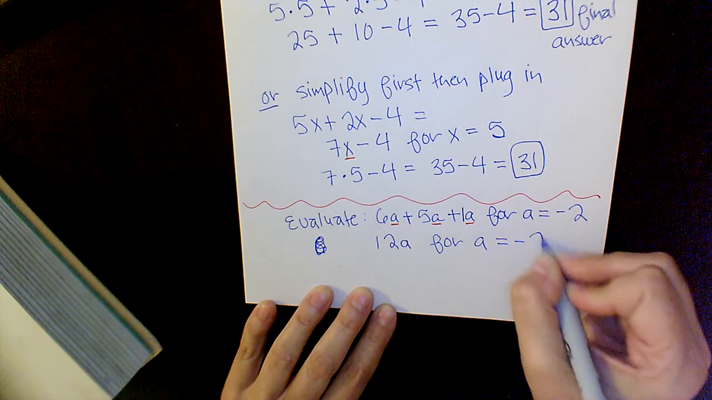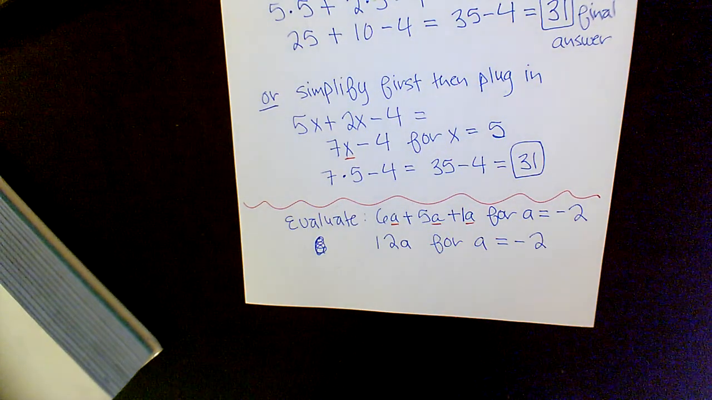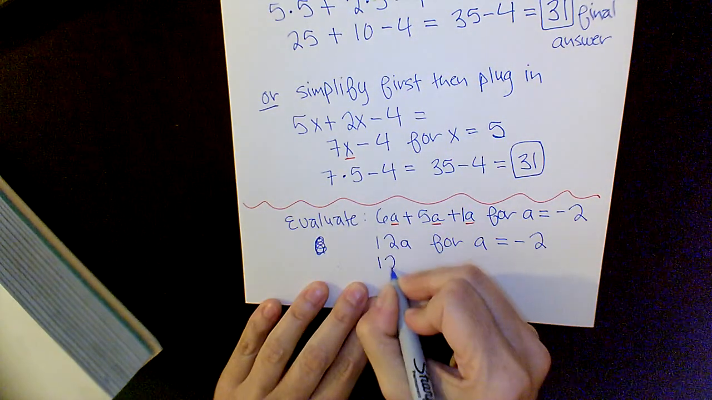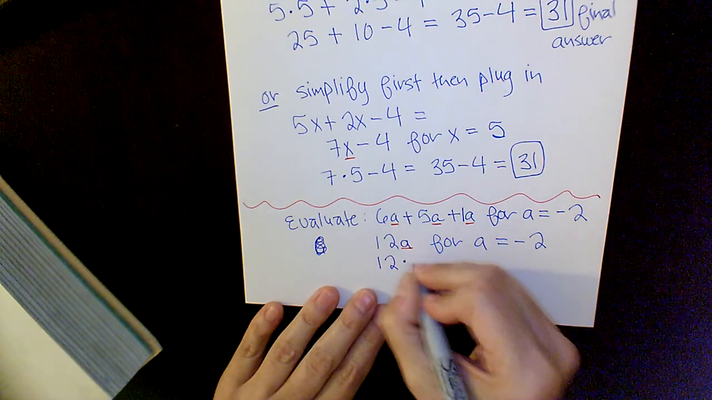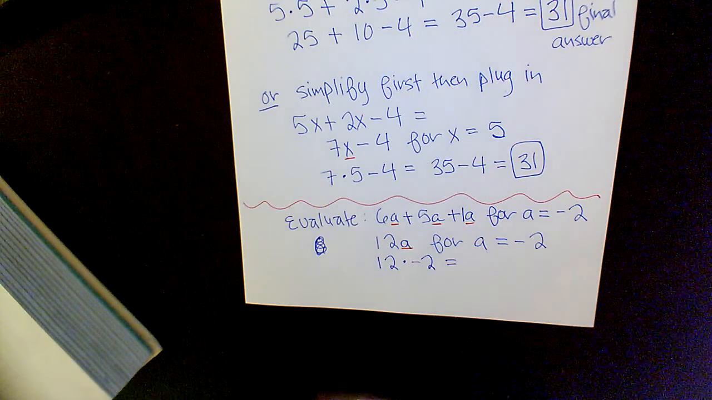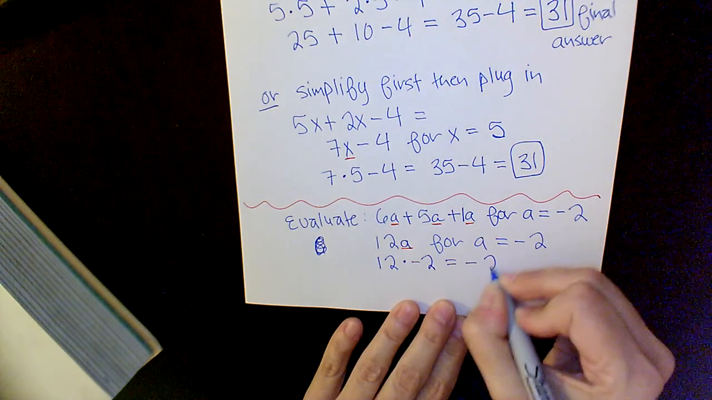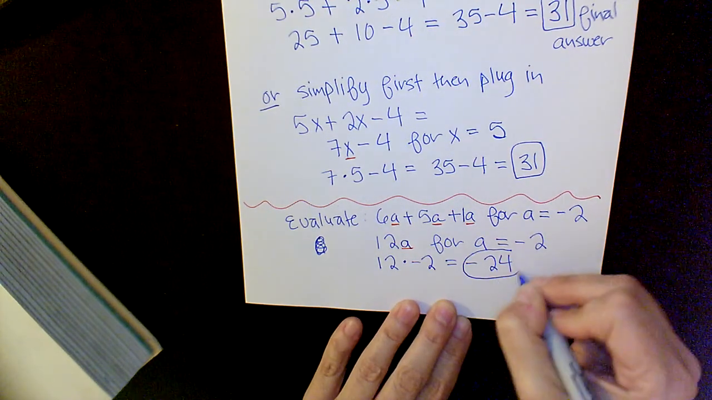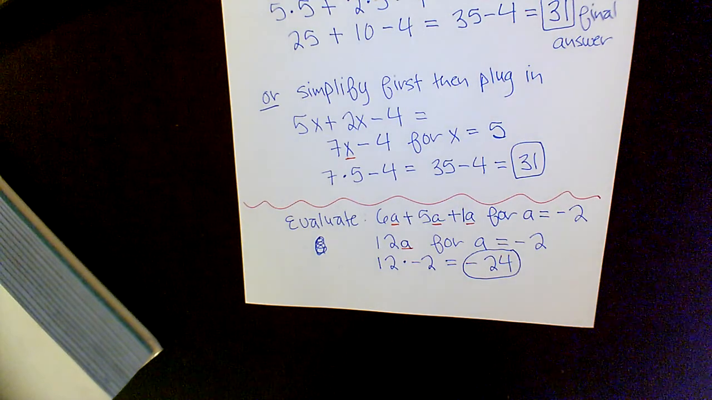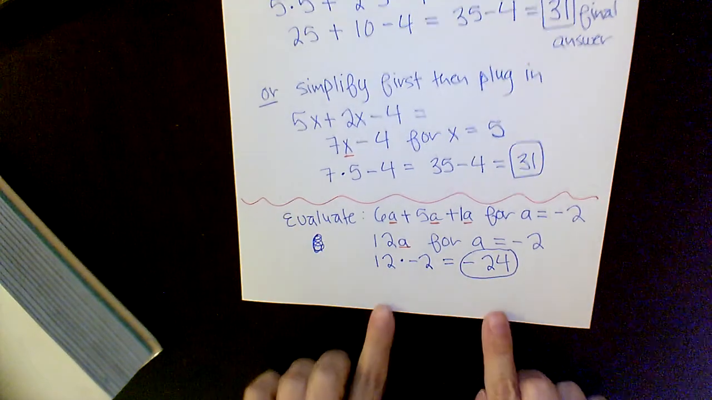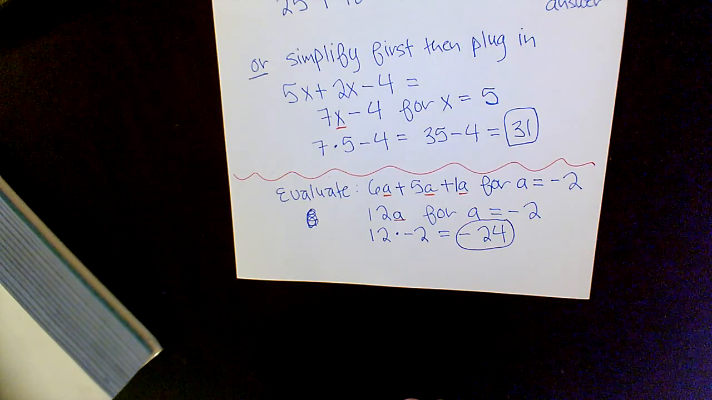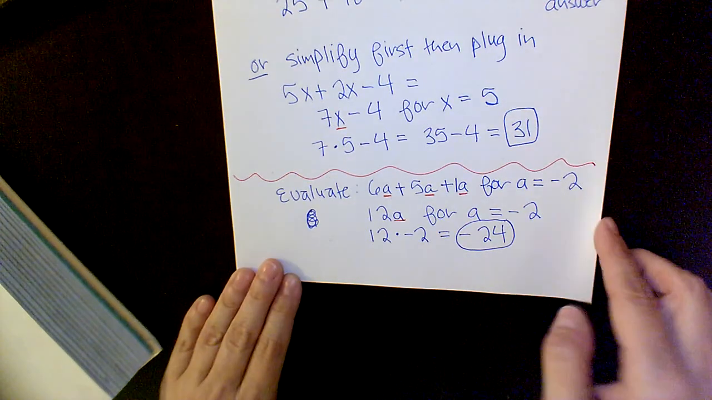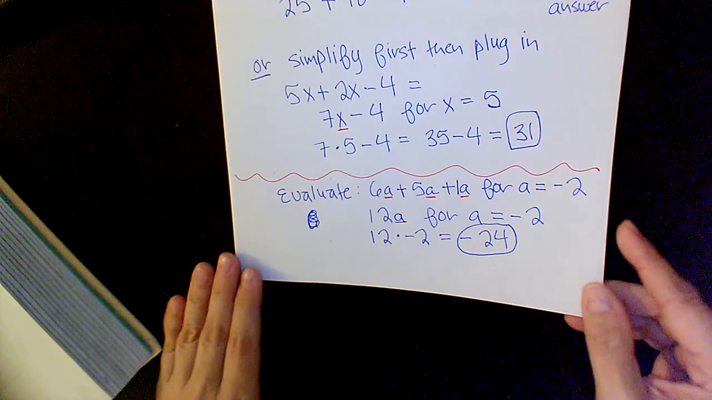I think this way is a lot shorter for A equals -2. So I'm going to put 12 times -2, and a positive times a negative is a -24. So that's my final answer. So I think the second way is shorter, if you want to do that. Let's do some with the distributive property, because I see these in the homework. Let's make sure we can do those.